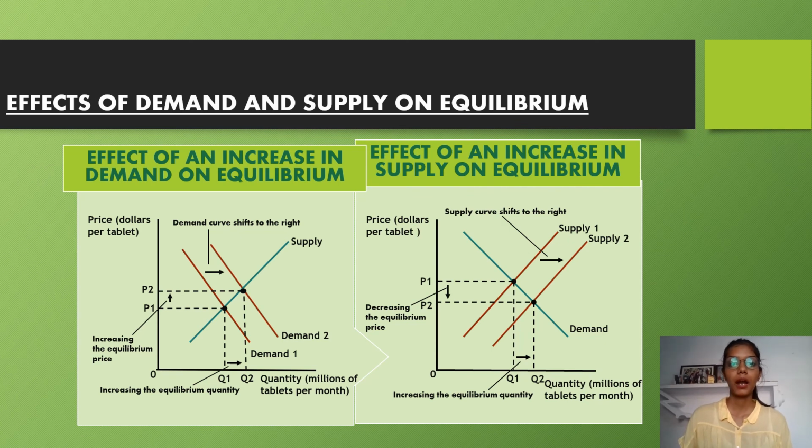Effects of demand and supply on equilibrium. First, increase in demand on equilibrium: the price increases and quantity increases, and in this figure the demand curve shifts to the right. On the other hand, with an increase in supply, the price goes down but the quantity increases, and the supply curve shifts to the right.